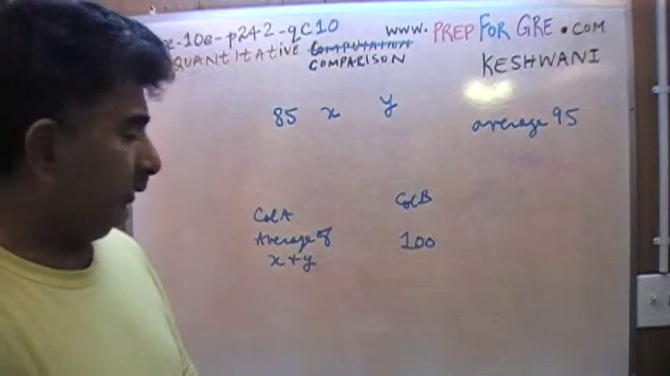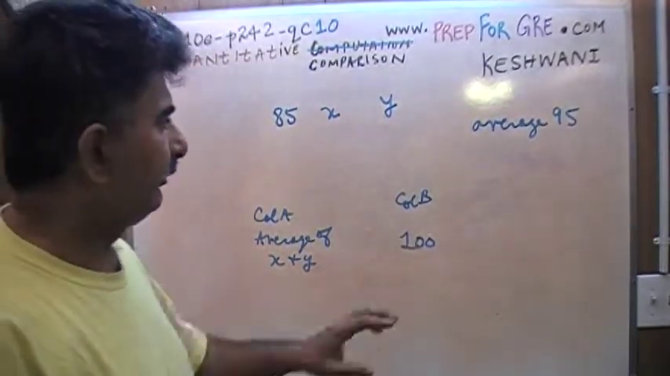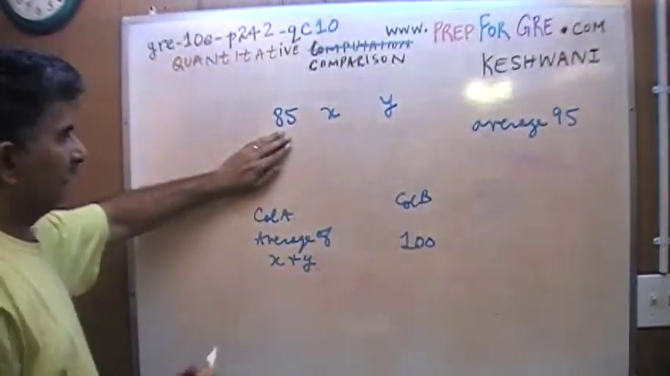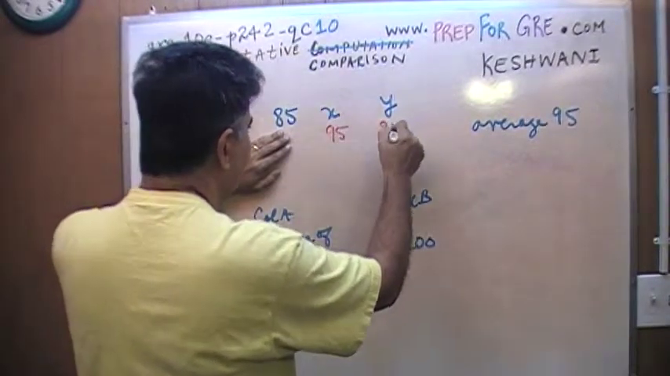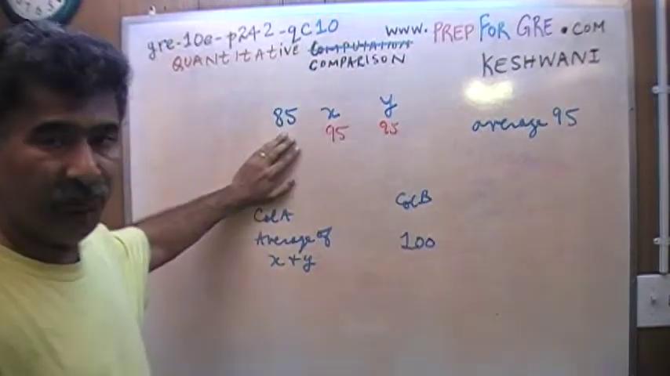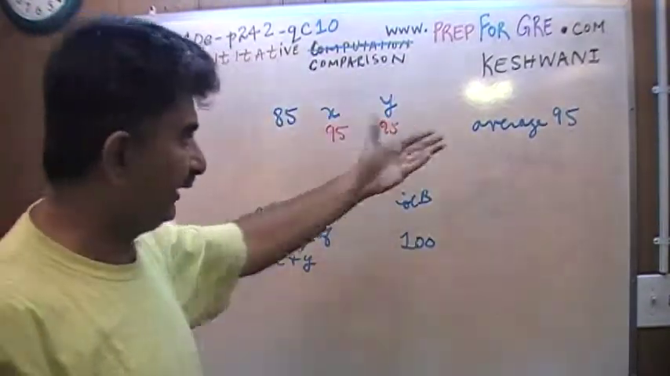Well, the very first thing that I have an uncontrollable urge to do is that the average is 95. That tells me, let's make this 95 here for the time being. Just listen to what I have to say. If this is 95 and this is 95, then this would have to be 95 in order for the average of all three of them to be 95.